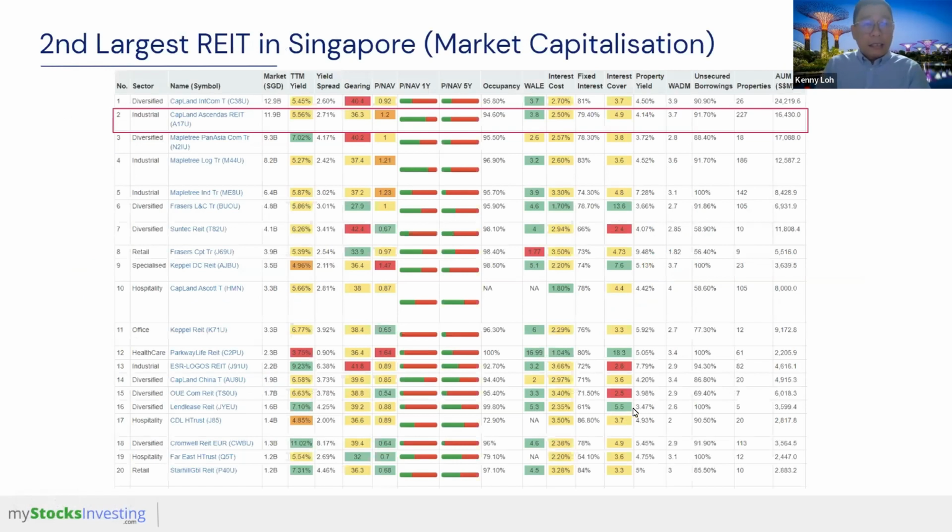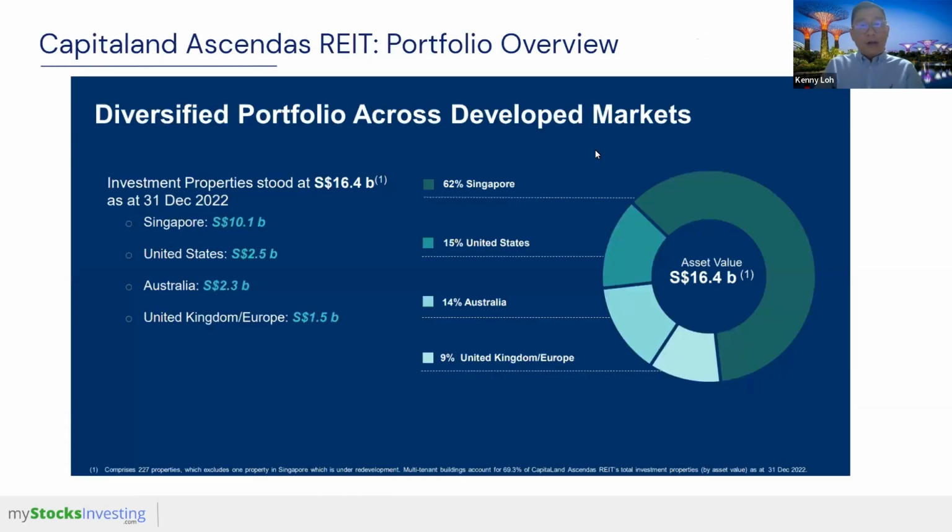So Ascendas is the second largest REIT in Singapore, right? After CapitaLand Integrated Commercial Trust, it is close to about 12 billion. The largest one is CICT, close to around 13 billion. Okay, an overview of Ascendas REIT in terms of portfolio. Close to 62% of the portfolio is in Singapore, 15% in the US, 14% in Australia, and 9% in the UK and also Europe. Total portfolio value is 16 billion.